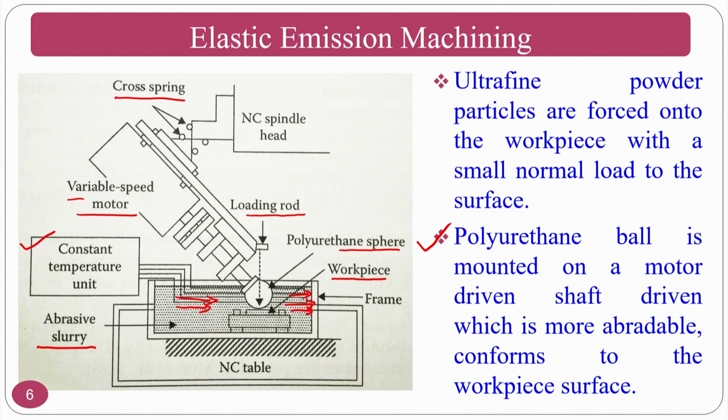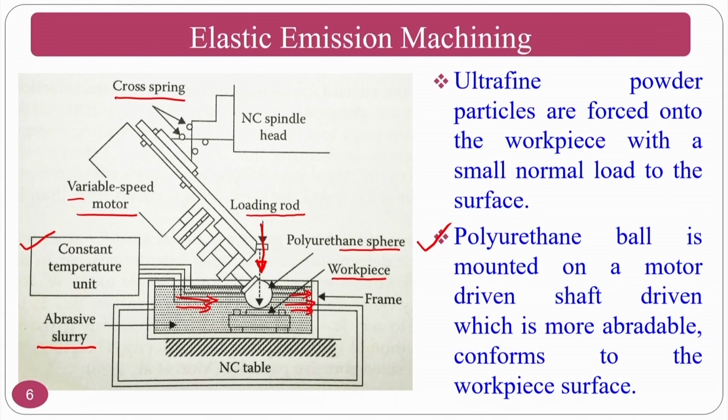Okay. So, you are going to put a normal load on top of it, but make sure that the workpiece and your polyurethane spear are in no way in contact. But because of this normal pressure and, at the same time, flowability, what will happen is that abrasive particles and this fluid will come in touch with the workpiece.